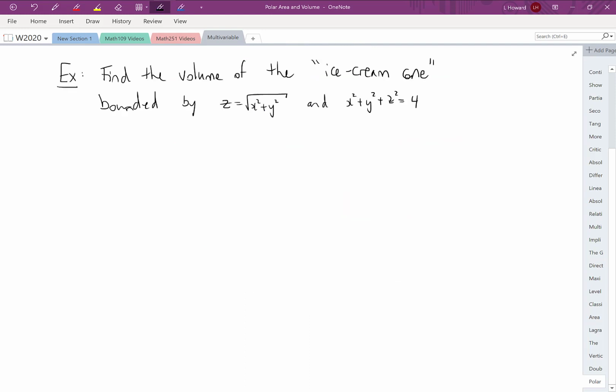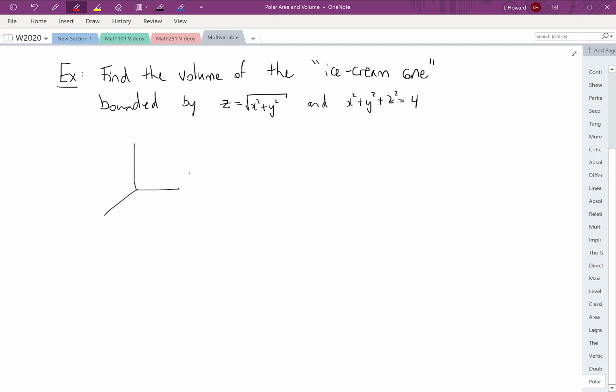So let's find the volume of the ice cream cone bounded by the following two surfaces, z equal root x squared plus y squared, and x squared plus y squared plus z squared equal 4. Well, why don't we start by trying to sketch these two surfaces.